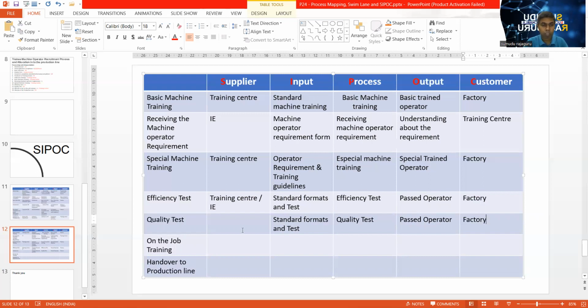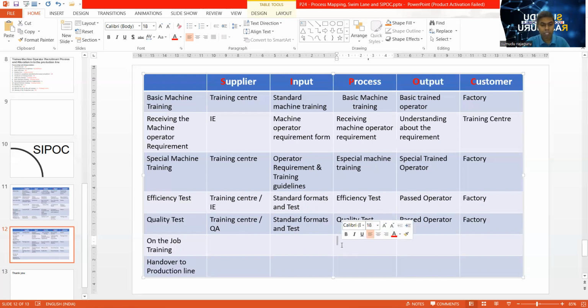It's also, we can put the training center as a supplier. If you want that test conducted by the QA department, we can put the QA also.